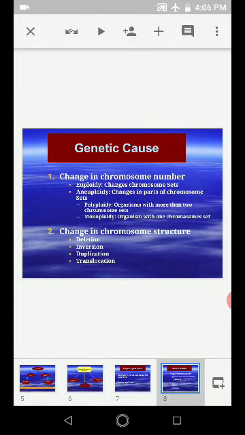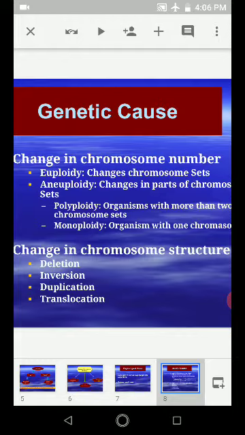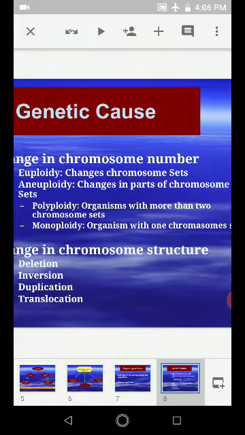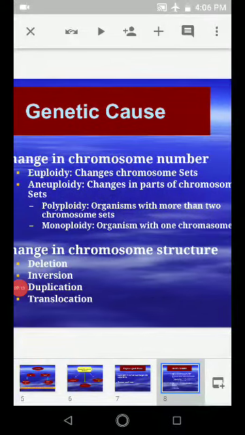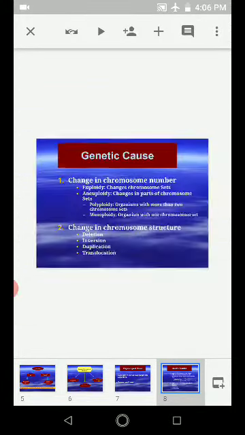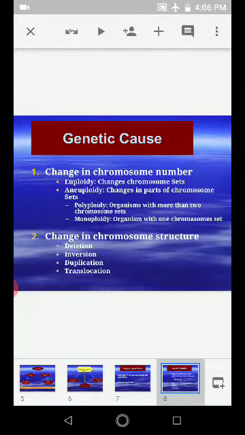Then there is a genetic cause. Genetic causes involve changes in chromosome number: euploidy, that is changes in the number of chromosome sets, and aneuploidy, that is changes in a part of the chromosome sets, which further includes polyploidy and monoploidy. So genetic causes are due to what happens when plant cells start dividing. They divide under the influence of growth hormone. This division may lead to abnormal cell division, and due to abnormal cell division, there is a generation of changes in the chromosomal variation, and it includes euploidy, aneuploidy, polyploidy and monoploidy.